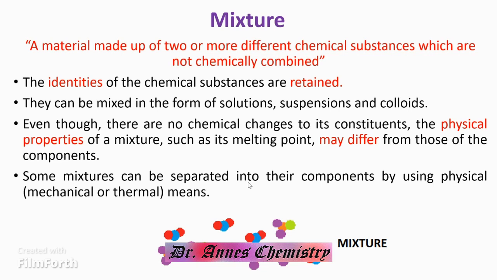So a mixture is a combination of two or more different chemical substances that are not chemically combined. There is no chemical bond between them. They are just mixed together. Like you mix salt and sugar. You can mix them, but you can identify a salt molecule from a sugar molecule. And is it possible to separate a mixture? Yes, sometimes it's possible. We can separate them by physical means, mostly mechanical means.